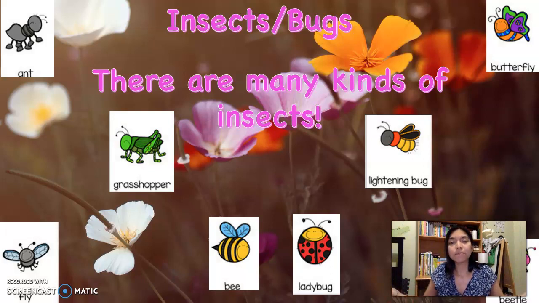Insects, bugs, there are many kinds of insects, and as you can see, there's pictures of an ant, a grasshopper, a fly, a bee, a ladybug, one of them says lightning bug, it's like a firefly, we have beetles, butterflies. So these are all the different types of insects.